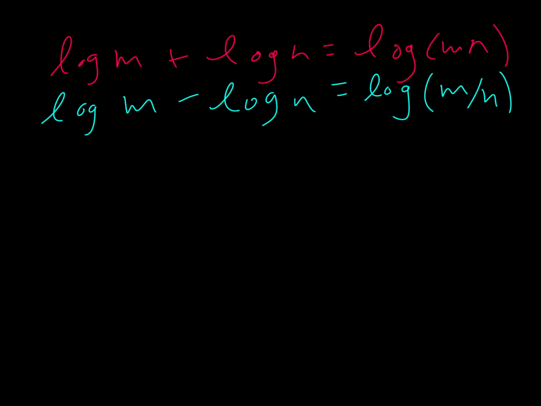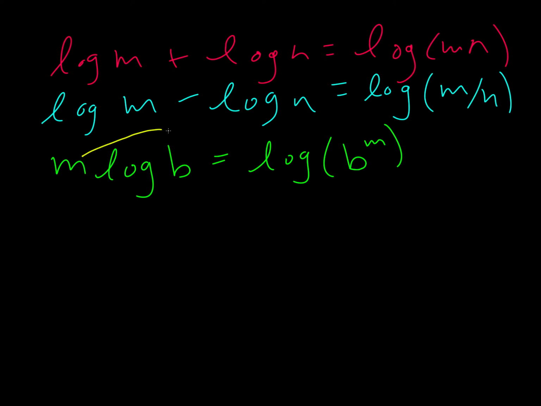Now this next one is really strange, but really useful. So m log b goes to log of b raised to the m. Basically, this m can jump up and become an exponent on this b. You can also go the other way. Sometimes that's helpful. If you have an exponent right here, you can take it out in front. Once again, these are all written as log base 10s, but they could be log base anything just as long as both of them have the same base.